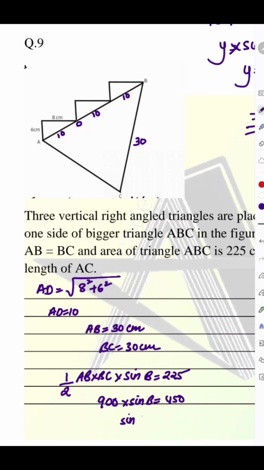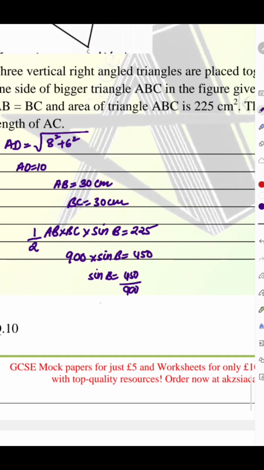So sine B is equal to 450 over 900, and even for this question a calculator is not required. Sine B is half. So B is sine inverse half, which is 30 degrees.